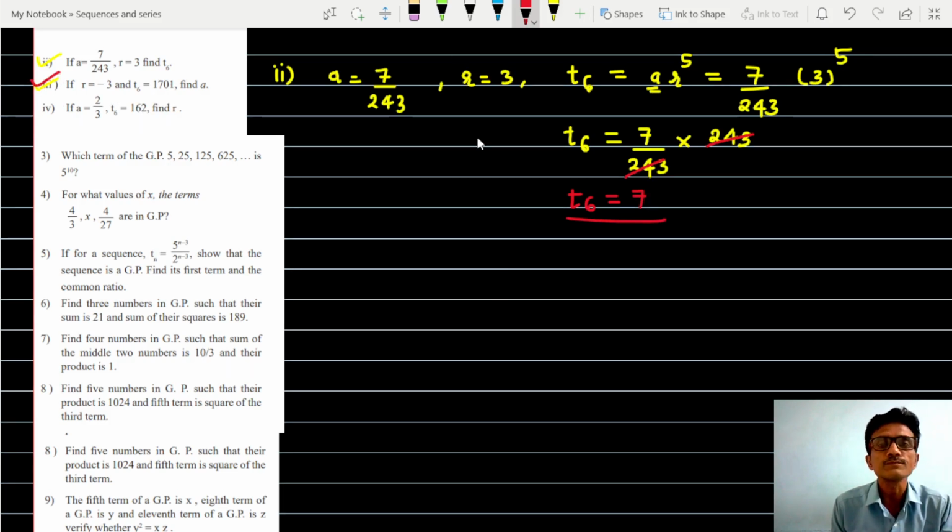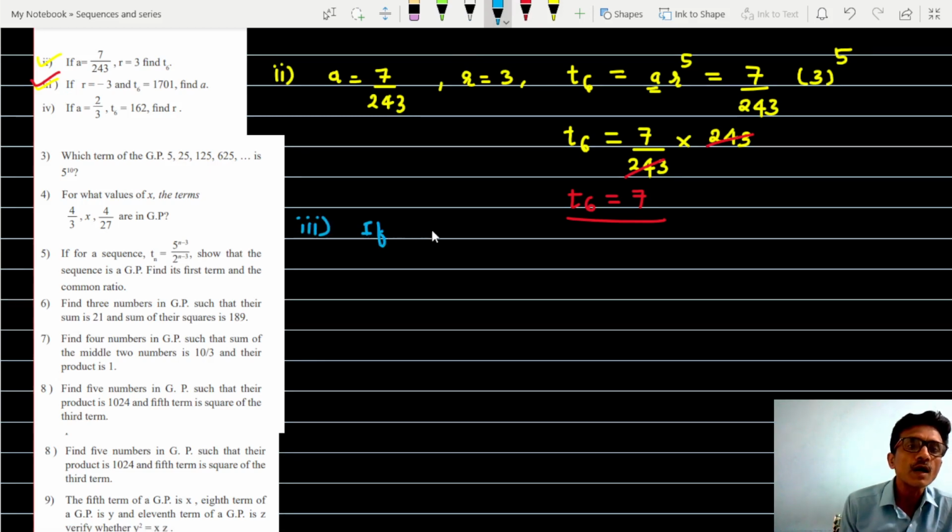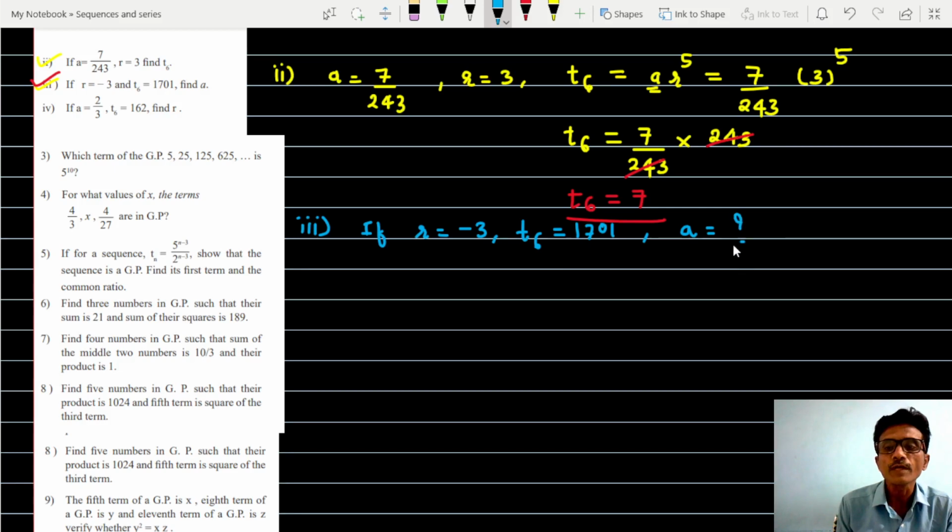अभी next question is what? Third sub question here. Third sub question is, if R is equal to minus 3, R minus 3 है और T6 is given, that is 1701 और हमें फाइंड करना है A. A is to be find out here.